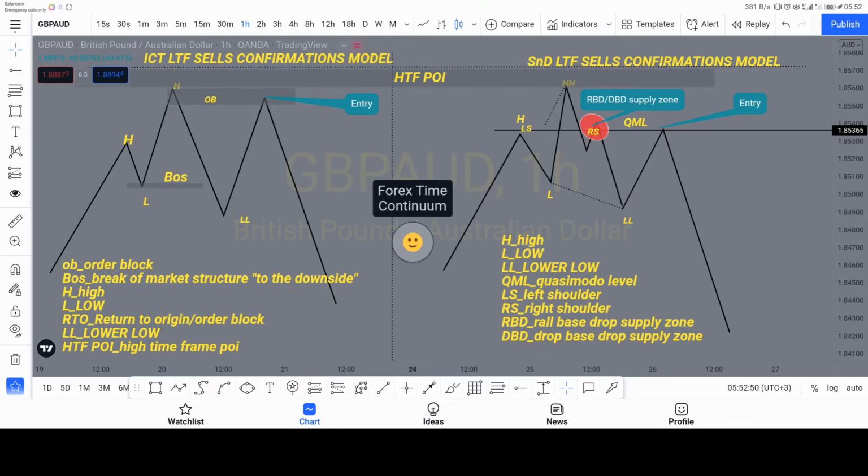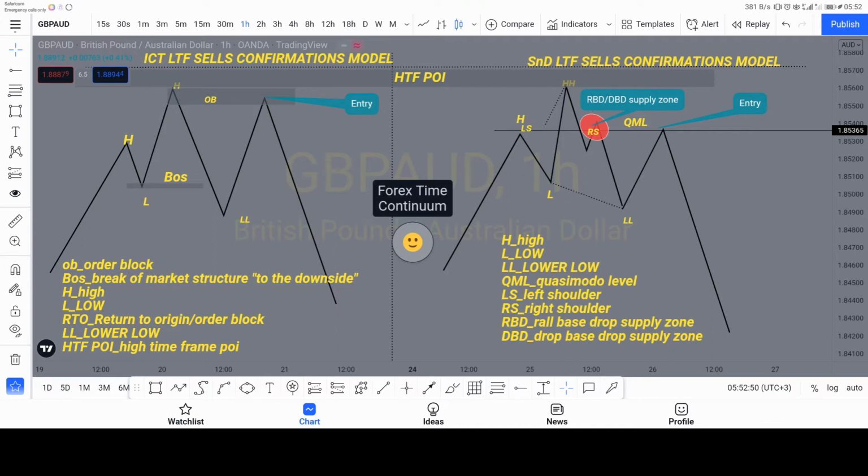You have to be patient. Don't be an aggressive trader, because it will play around with your emotions. Imagine if you entered at that high, then you'll be in profits of like 20 pips, then in the next 30 minutes you're back to zero. It will mess your psychology. Better wait for the safer entry at that RTO, the return.